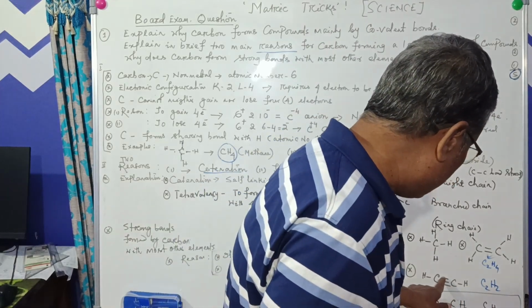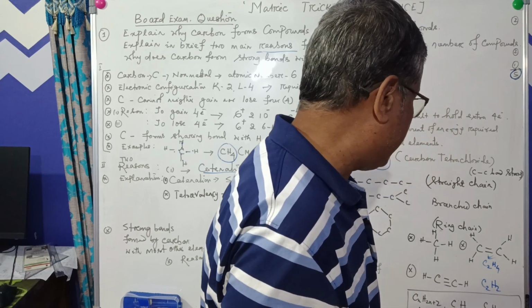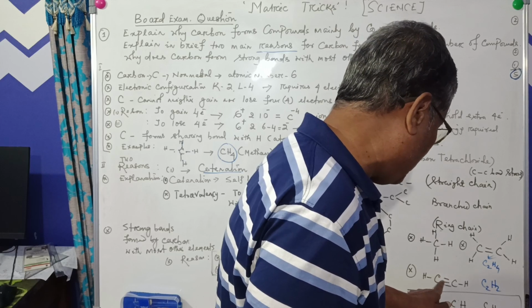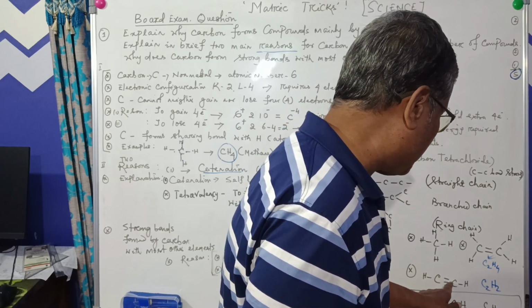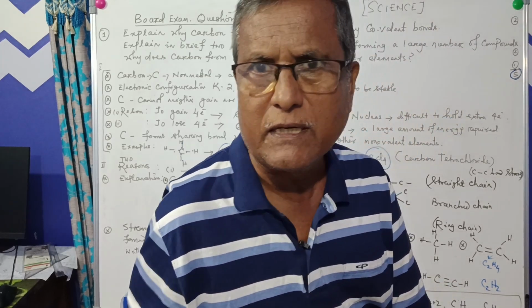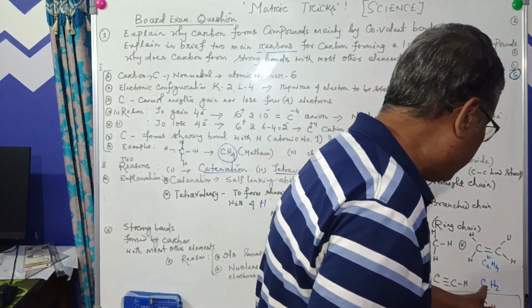Now you see 2 to 6 to 8. 2 to 4 to 6. Here 2 plus 2 is 4, plus 2 is 6, and here 2 is 8. Here 2 plus 2 is 4, plus 2 is 6, and here 2 is 8. 2 carbon atoms satisfied. Now hydrogen 2 and 2, and that is C2H2.